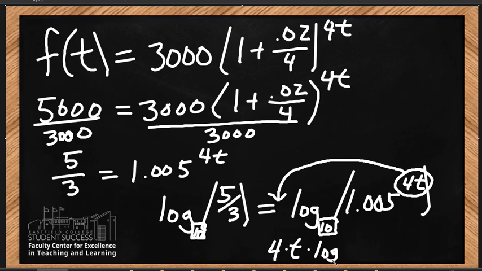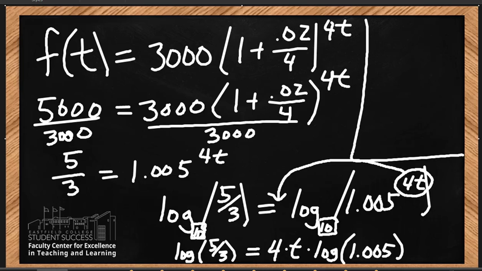I'm not going to write the base 10. Remember that when there's nothing written, it's understood that it's a base of 10. So we have 4 times t times the log of 1.005. And then on the left-hand side, we have the log of 5 over 3. And so we can solve for t here, and I'm going to put it up here in this top left corner. You can see my answer there.